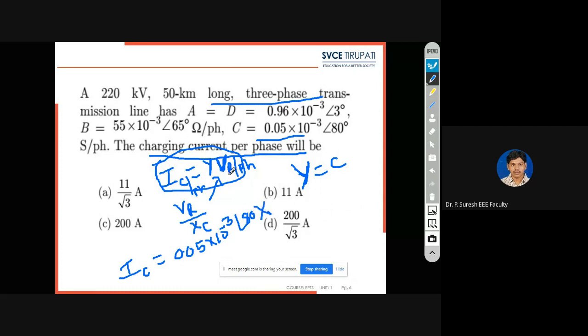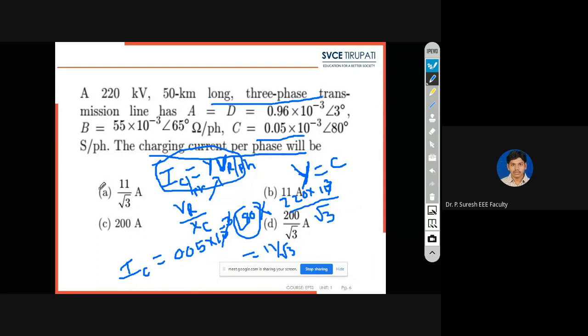What is VR per phase? 220 into 10 cube by root 3. So can anyone tell me what is this value? 10 power minus 3 and 10 cube will be cancelled, and no need of this 80 degrees, since they only mentioned the magnitude. So if you calculate, the value is approximately 220 into 0.05, it is 11 by root 3.